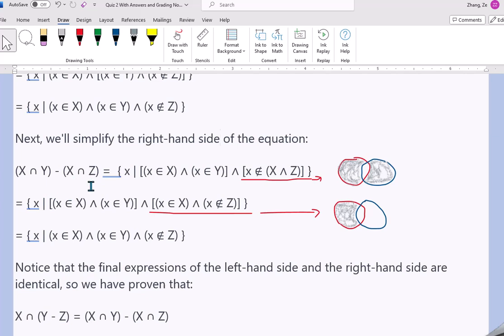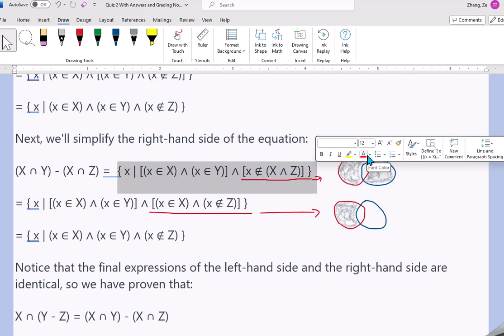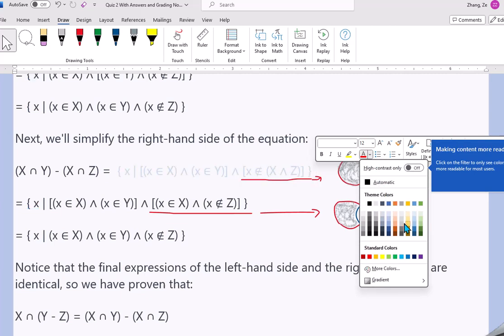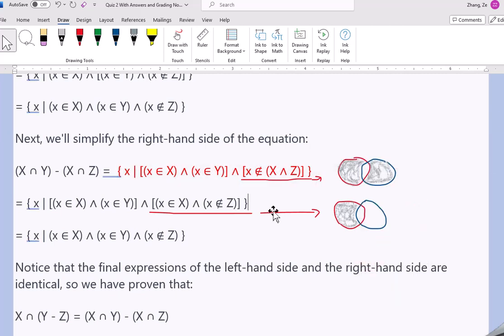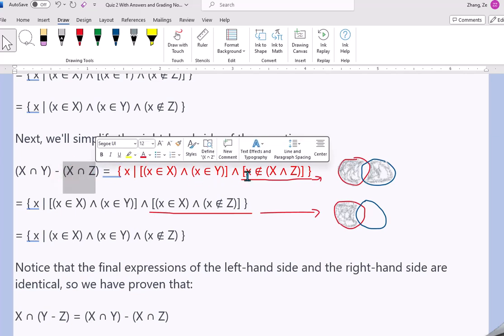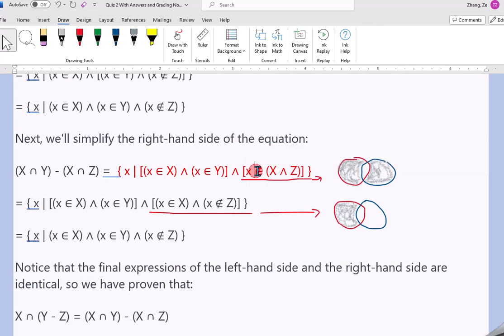So here of course is the correct proof, but I see a lot of this in the homework. By the definition, it will first simplify to this. Here, let me highlight this part in another color. Remember? So that first part, x belongs to X and x belongs to Y, obviously, and it would be minus, which simply means x does not belong to the intersection of Y and Z.